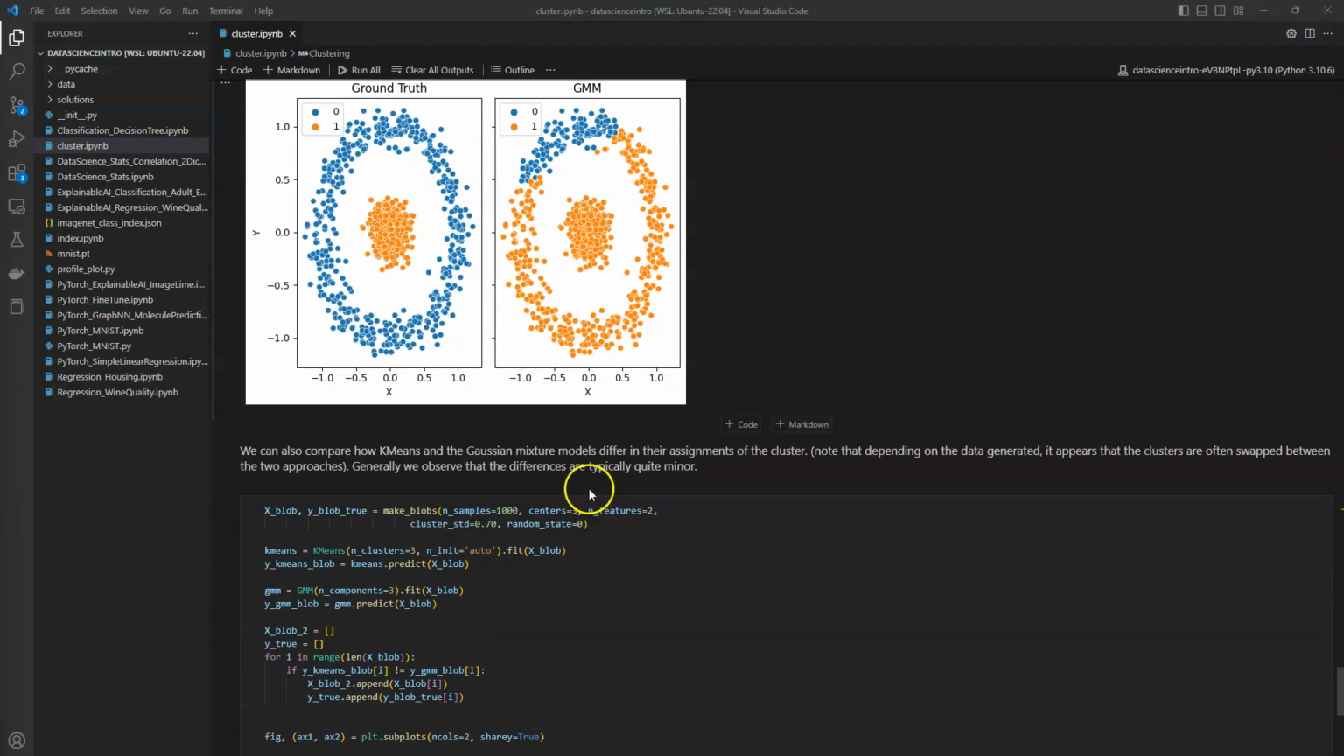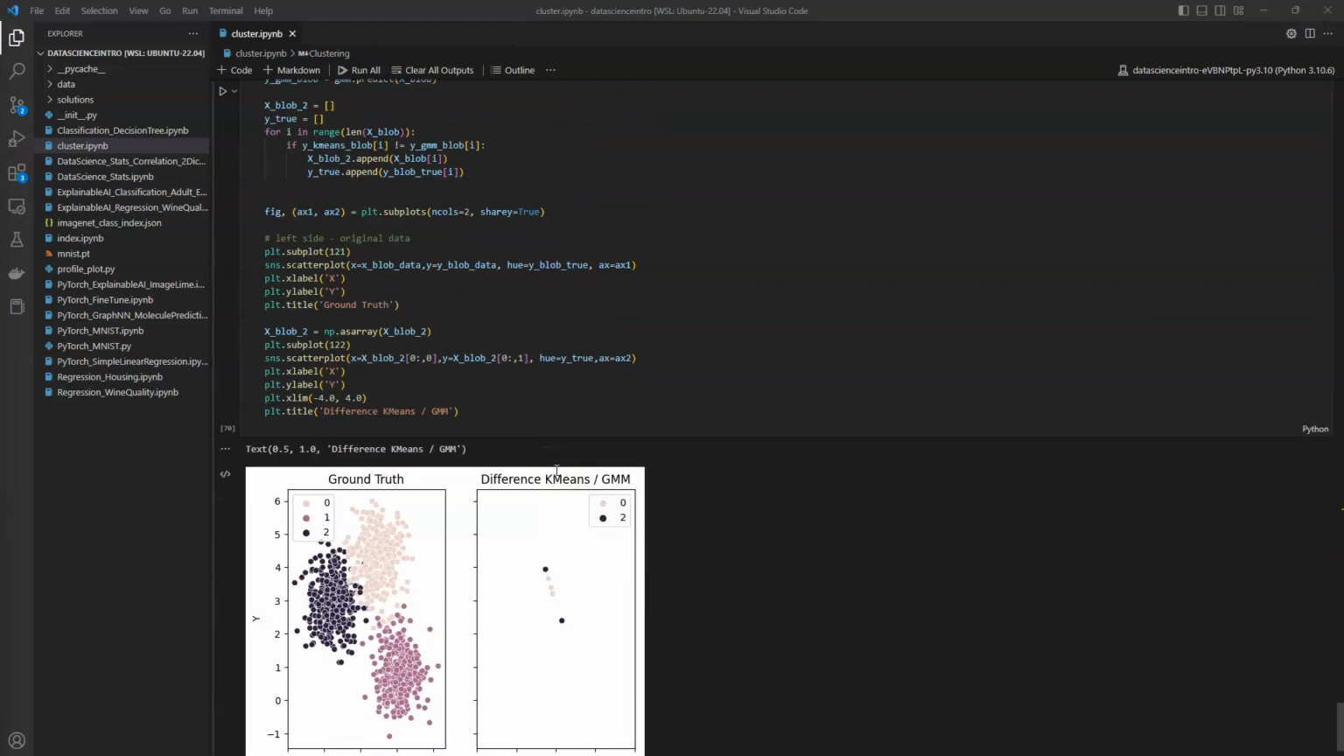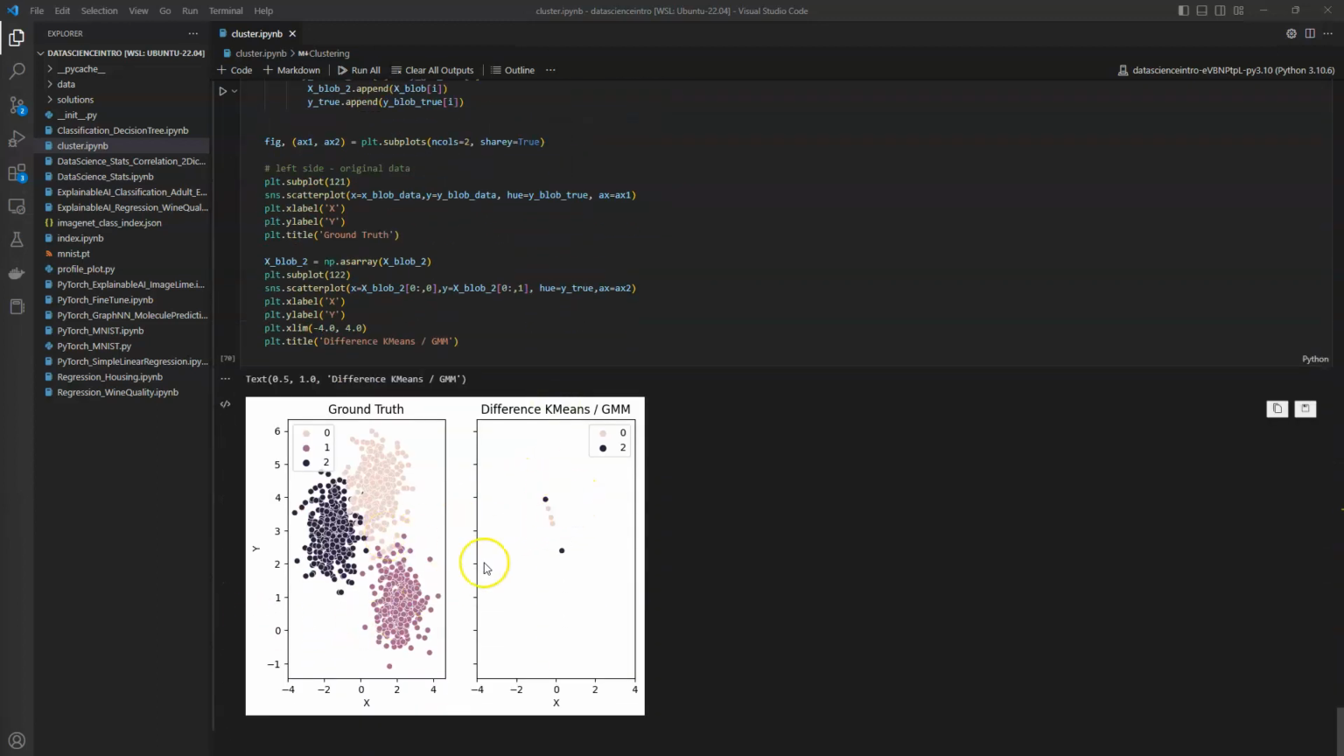We can compare how k-means and the Gaussian mixture models differ in their assignments. So we run both of them and plot the difference between them. And you can see that essentially the k-means and the Gaussian mixture model have the same assignments apart from very few data points here.